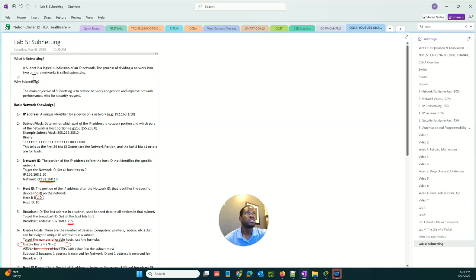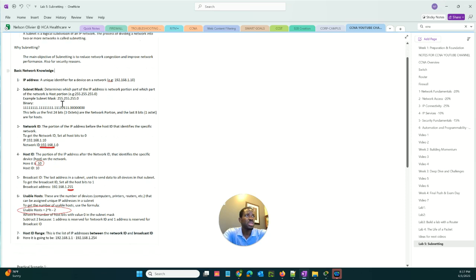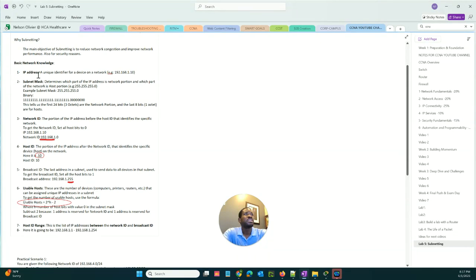is subnetting. Subnetting is a logical subdivision of an IP network. The process of dividing a network into two or more smaller networks is called subnetting. So why do we subnet? The main objective of subnetting is to reduce network congestion and improve performance. Also for security reasons.